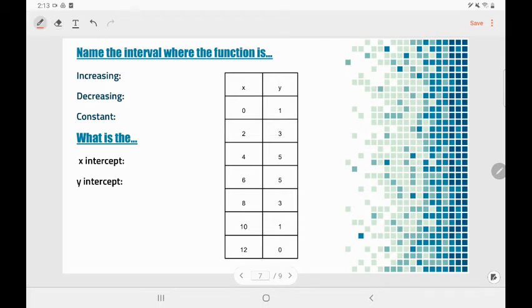Okay, notice the reason my graph went up is because my y values went up. So as I am determining if my graph is increasing or decreasing, okay, this is what I'm going to look at. So I'm going to look here for the change.